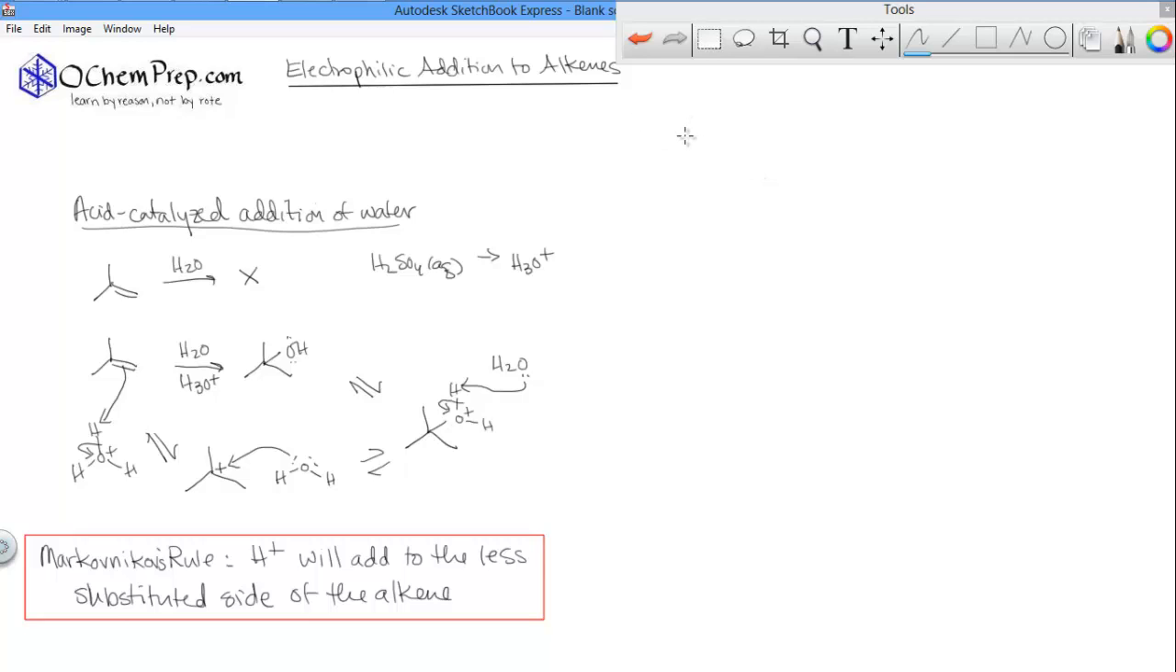There's one more addition reaction to alkenes. It's the addition of either bromine or chlorine to an alkene. So if I take trans-2-butene and add bromine to it, one bromine will go to one side and the other bromine will go to the other, and I get 2,3-dibromobutane.